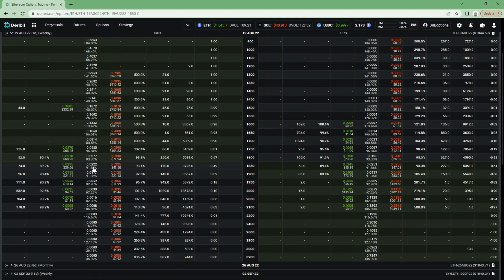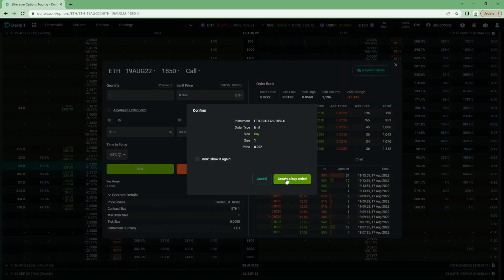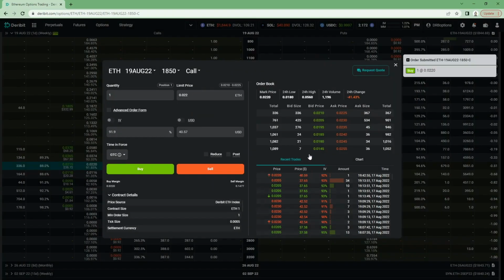Instead of doing this though, let's see if we can get a small price improvement on the 1850 call. The current bid ask for this is 0.0215 by 0.0225. So let's see if we can get a fill in between at 0.022 instead. To do this, we open the order book for this option by clicking on it in the option chain, and then we place a limit order to buy the 1850 call at a price of 0.022.